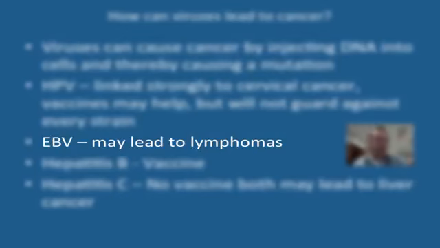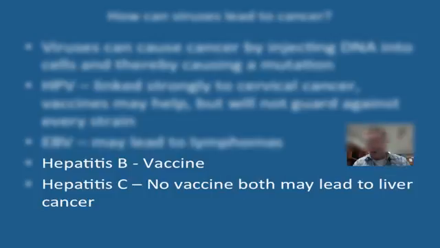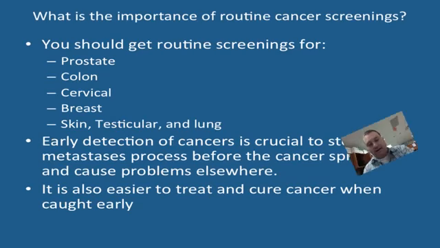EBV, which stands for Epstein-Barr virus. This is one that can cause mono. This can lead to different types of lymphomas. The two hepatitis strains, hepatitis B, which we do have a vaccine for, and hepatitis C, which we do not have a vaccine for, but both of those could trigger or lead to liver cancer.